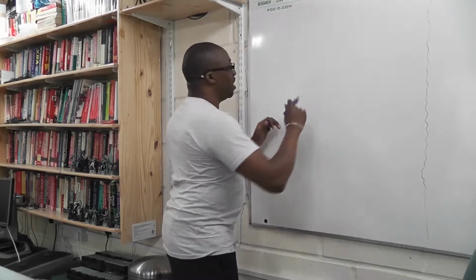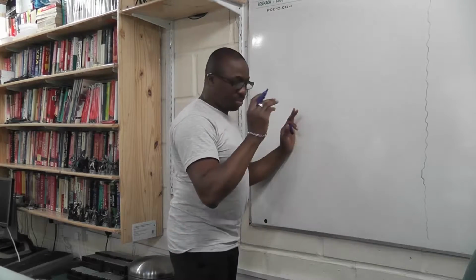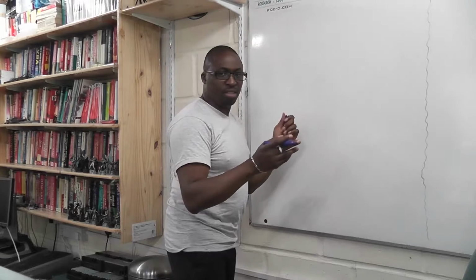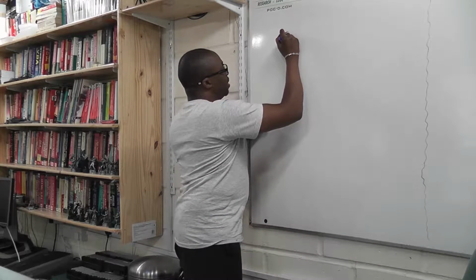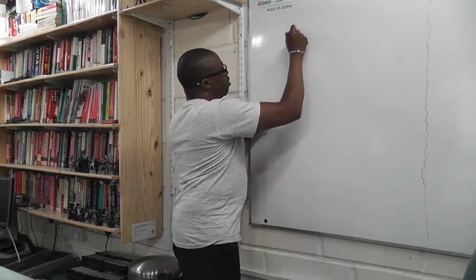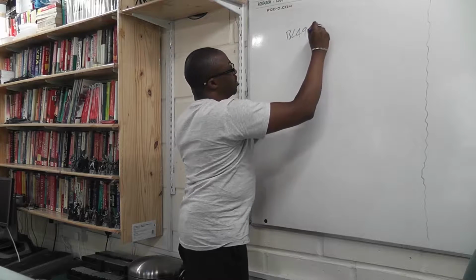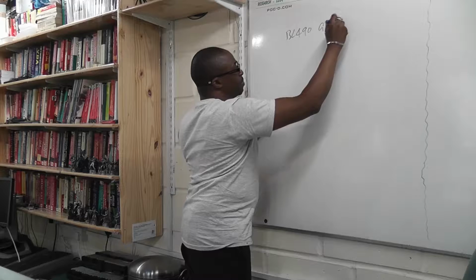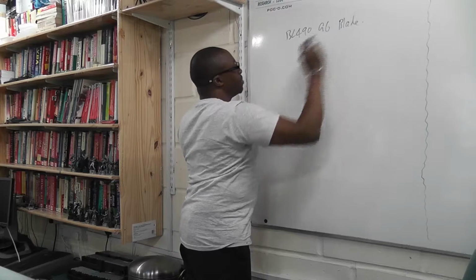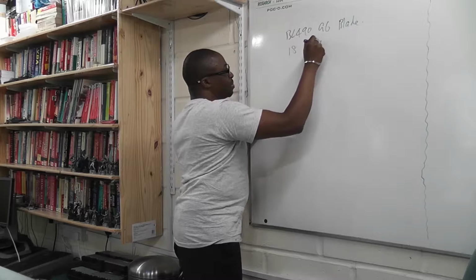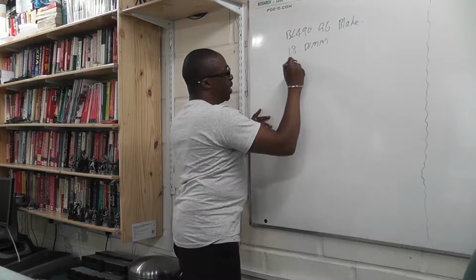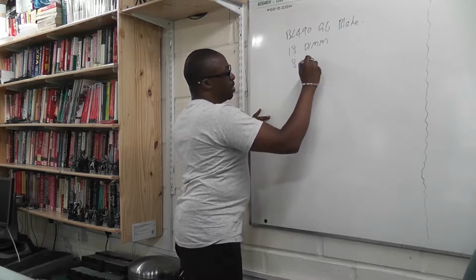The answer, actually, let's calculate it out. We're going to use Java, and let's assume Oracle Coherence as an example. Let's assume you have a BL490 G6 blade. This blade has 18 DIMM slots, and let's assume 8 gigabyte DIMMs.